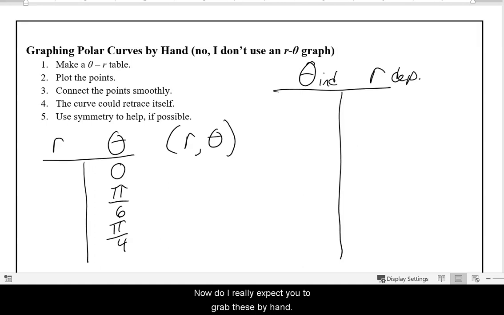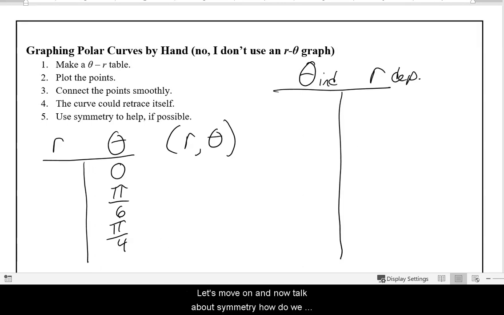Now, do I really expect you to graph these by hand? Me personally, no. However, I will tell you that there are Calculus 2 courses where students are expected to do this by hand with nothing more than a scientific calculator to help them estimate values. I, however, will let you use the graphing calculator or Desmos in order to graph it. I'm more interested in can you use this in order to compute areas or arc lengths.